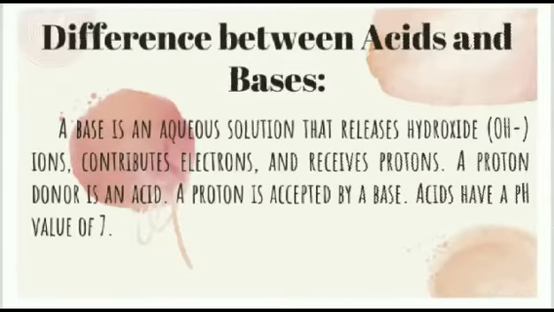Difference between acids and bases. A base is an aqueous solution that releases hydroxide OH ions, contributes electrons, and receives protons. A proton donor is an acid. A proton is accepted by a base. Acids have a pH value of 7.